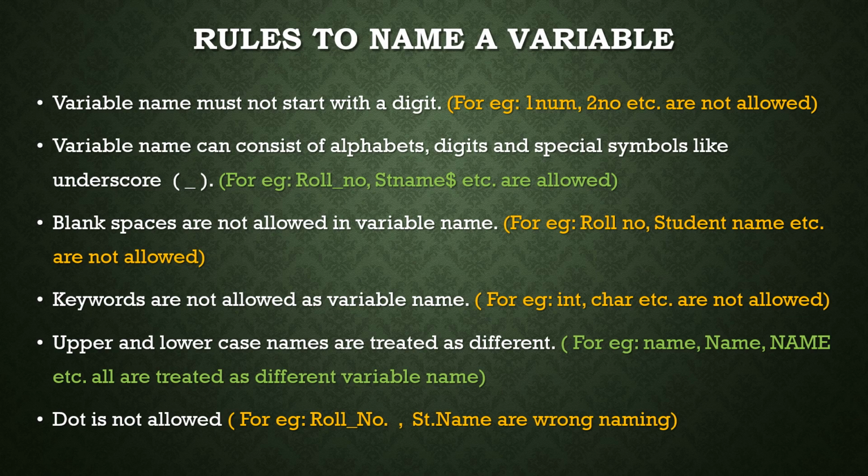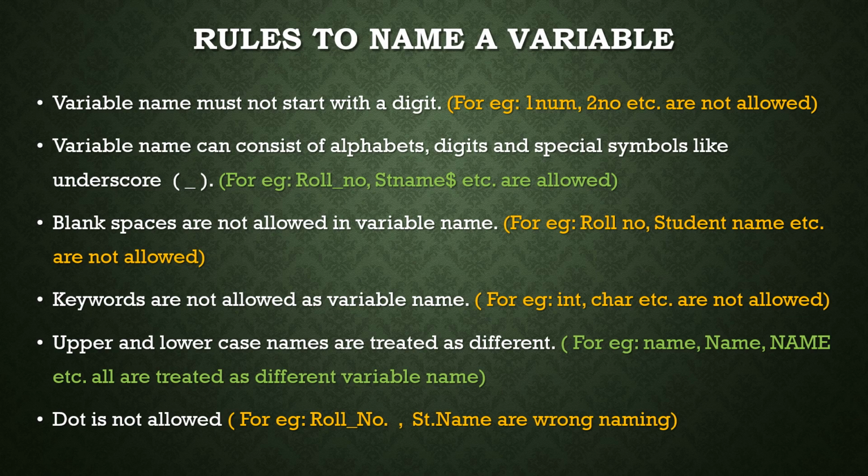Rule 4. Keywords are not allowed as variable names. Yes, there are 63 keywords in the C++ programming language. So all those 63 keywords are not allowed as a variable name. Here I have given you only two keywords, like int and char. These are not allowed.